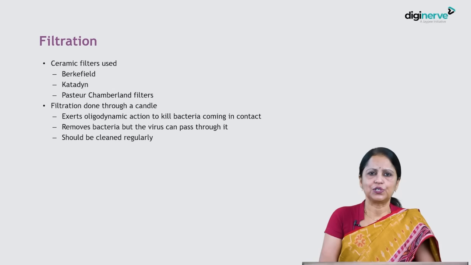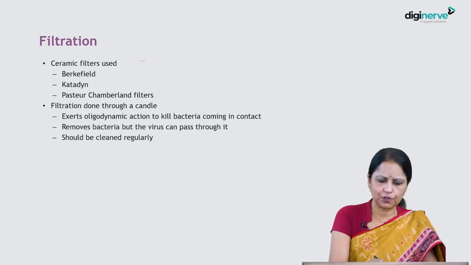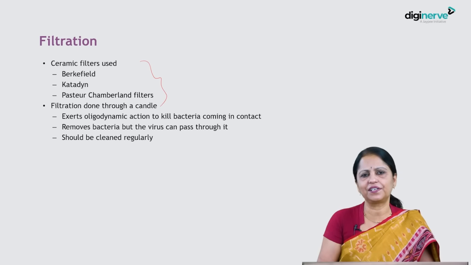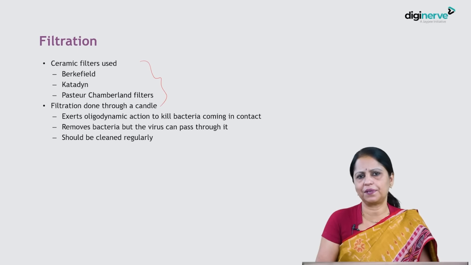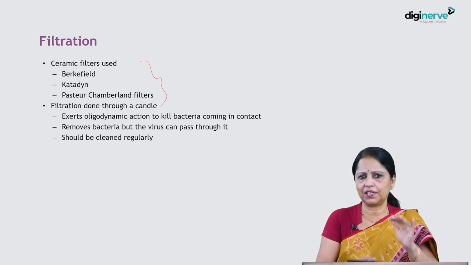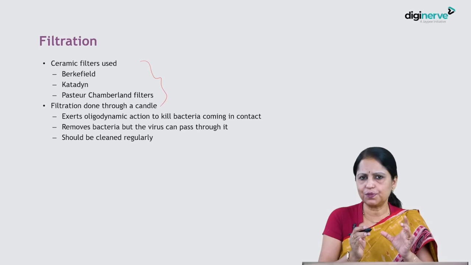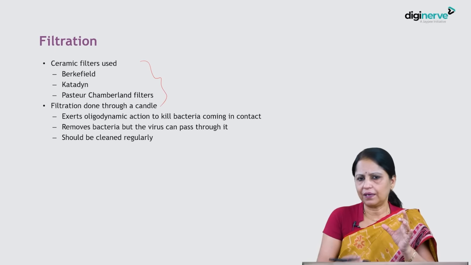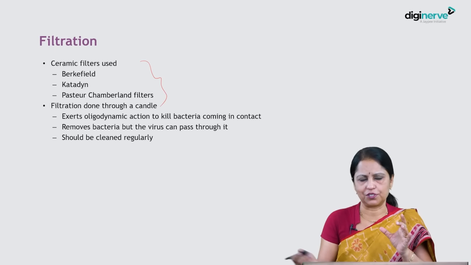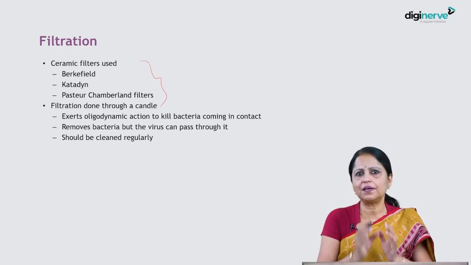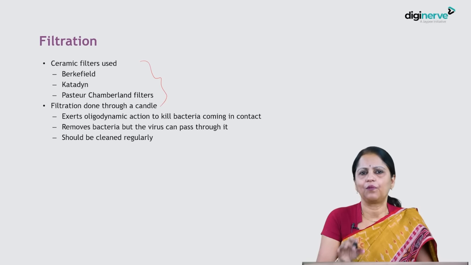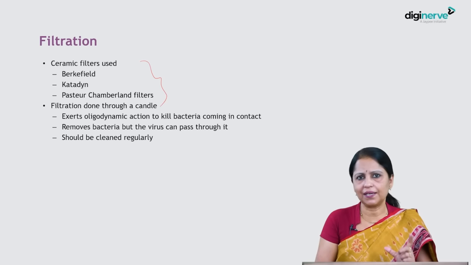Next is filtration. So this is a quite popular method and quite affordable, cheap method. There are ceramic filters which are available. So different types of ceramic filters, and they have a candle, they have two containers, one above the other. The upper container holds the water that needs to be disinfected, and the lower container collects the filtered water, and it can be collected by means of a tap for consumption. So the upper container contains a candle through which the water passes and gets filtered. This candle gets dirty obviously because the impurities are deposited on it, and hence it needs to be cleaned very regularly.